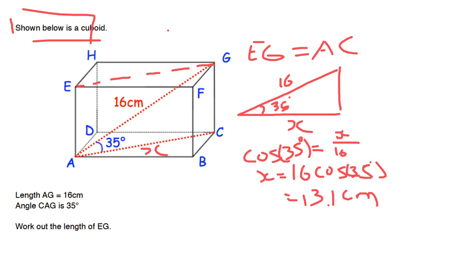Now, in terms of rounding, you always refer back to the question. But in this case, there doesn't seem to be any instructions on rounding. So in your therefore statement, you would say that the length of EG is equal to 13.1 centimeters.